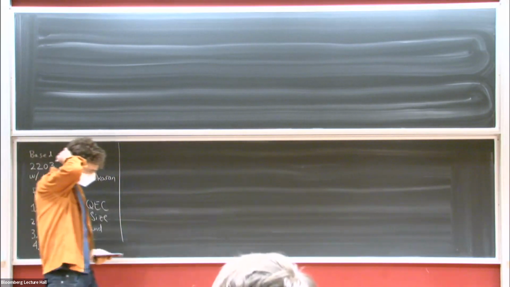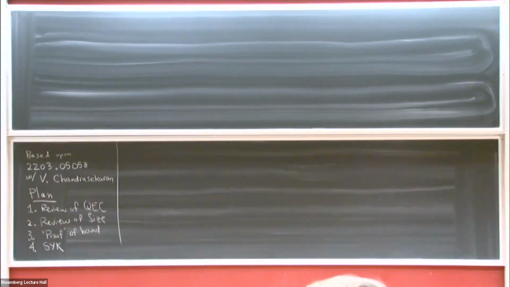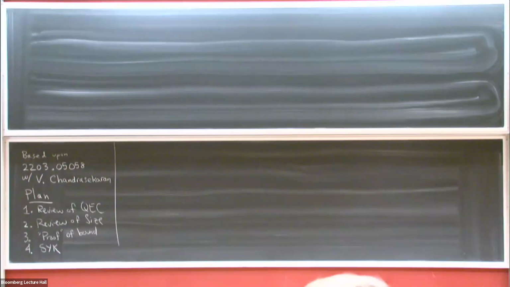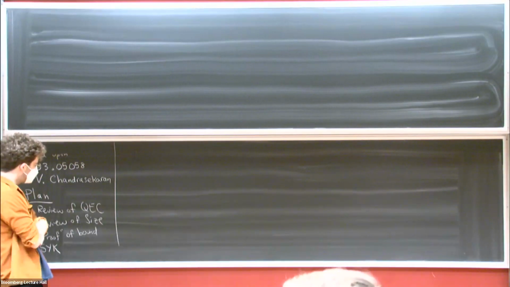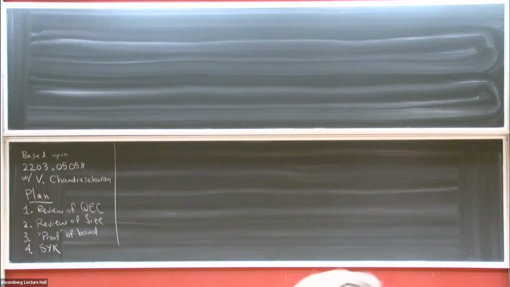So historically, one of the first ideas of how the bulk emerges in AdS/CFT is related to the RG flow of the boundary theory. And then in the last 10 years or so, there have been some refinements, not necessarily different ideas, of how the bulk emerges.